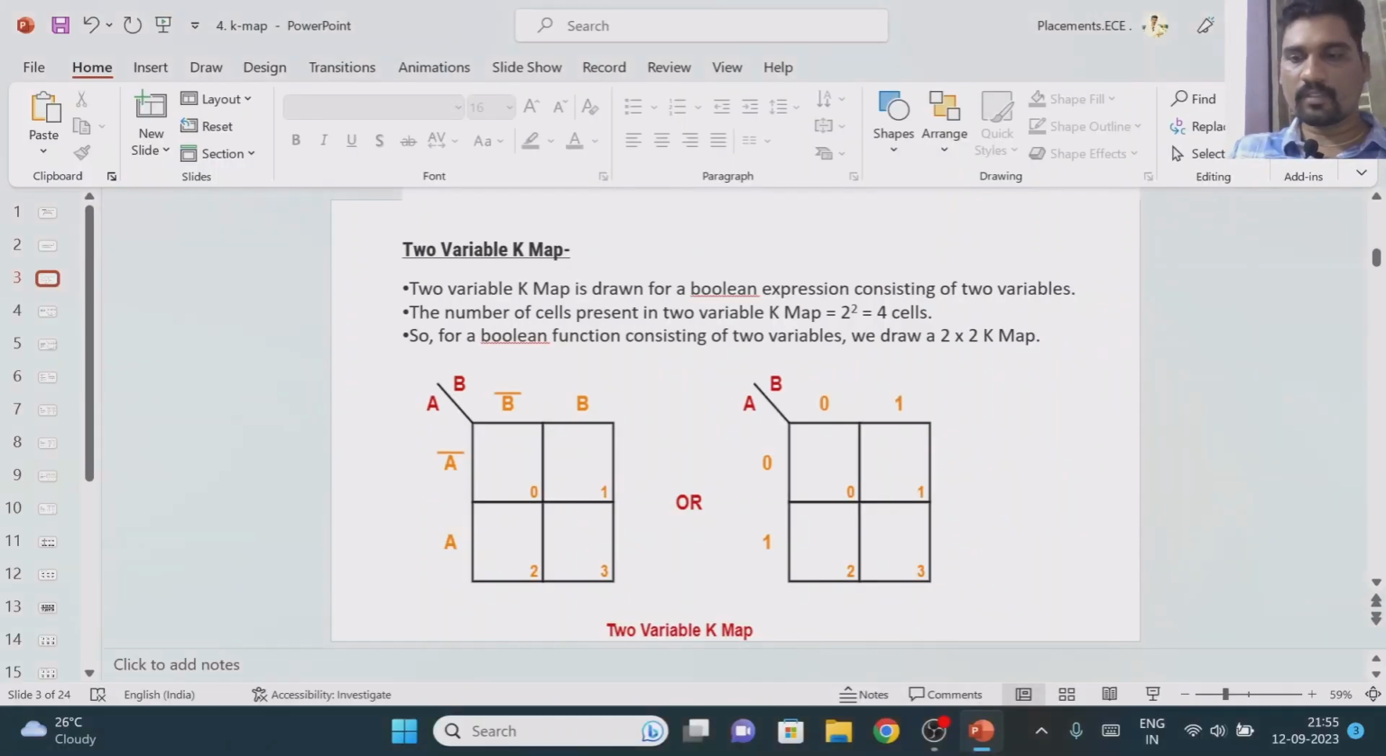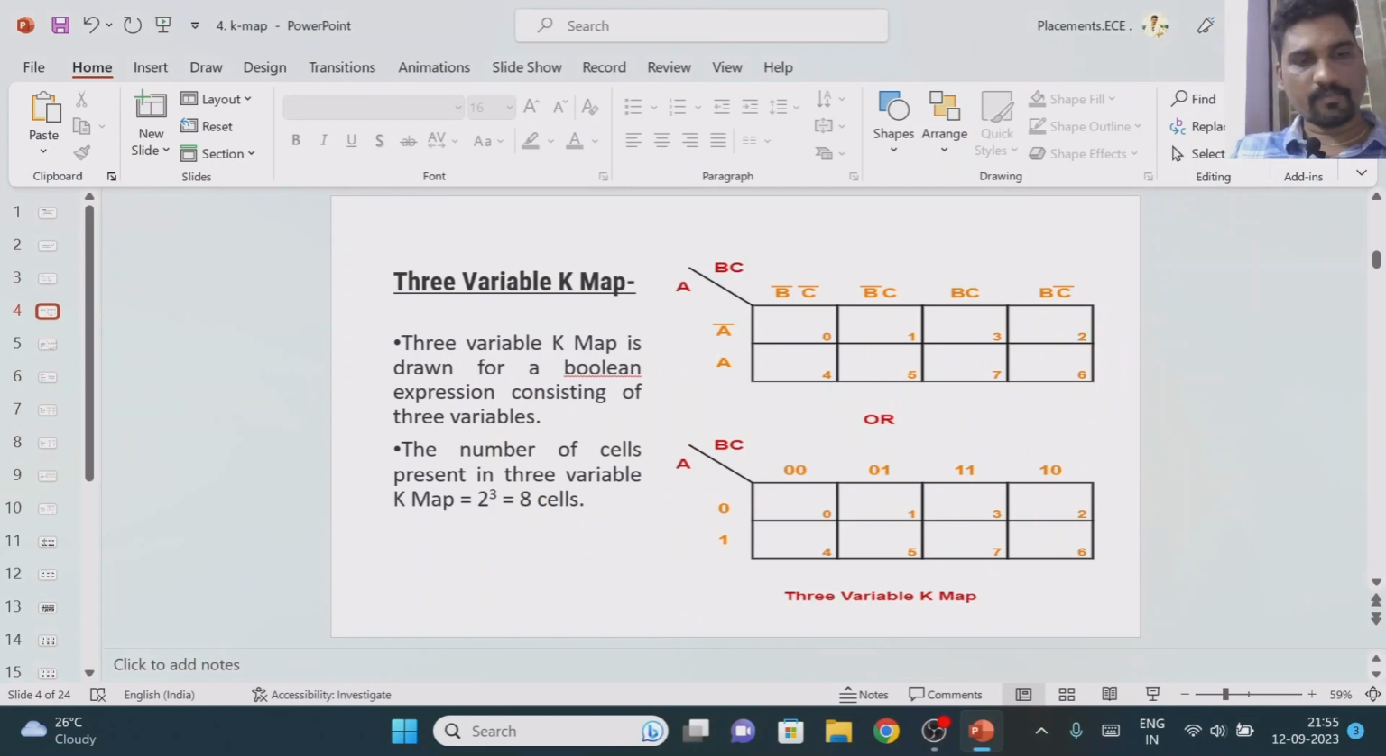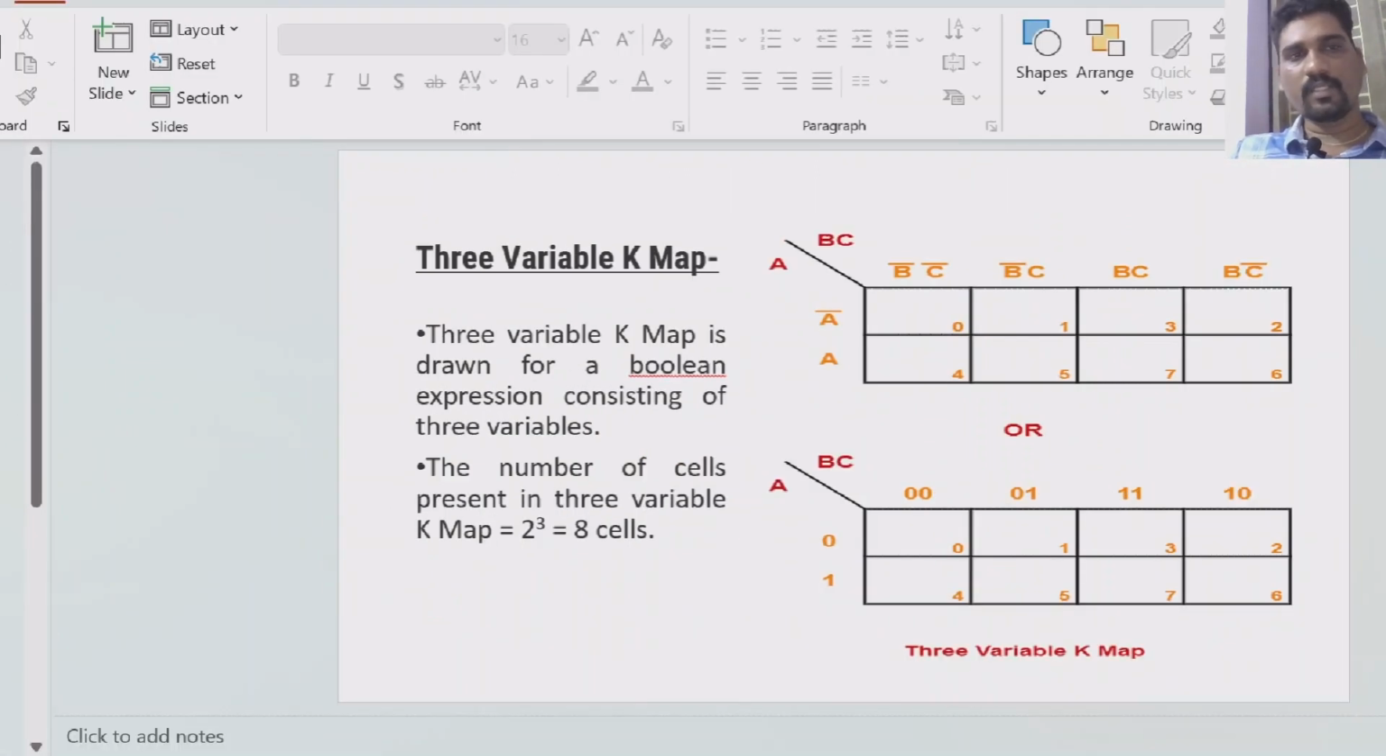Now we will go back to the 3 variable K-map. Here most of the people will make a mistake, right? We will see what that mistake is. So 3 variables means I am considering the 3 variables A, B, C, right? The K-map looks like this. What should the total number of cells be? 8 cells should be there, right?